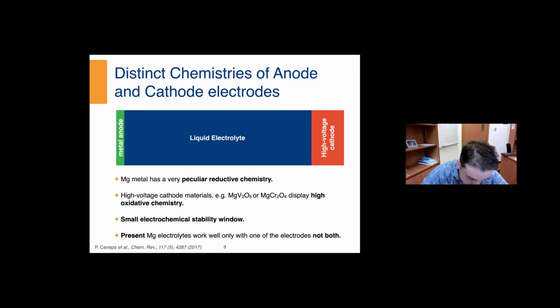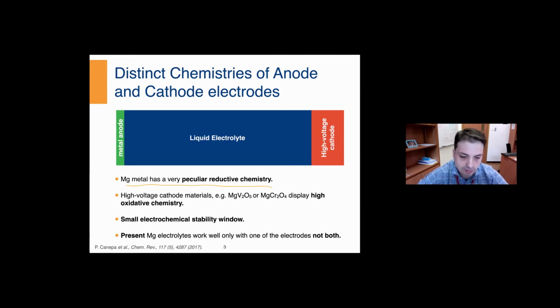And so the electrolytes that we have been dealing with nowadays are rather limited in their electrochemical windows. So again, just to summarize the problem here, we have a very peculiar reductive chemistry of magnesium, which also is a great scavenger of oxygen. As a matter of fact, you form very easily magnesium oxide and magnesium hydroxide if you don't control very well the oxygen and water content in your glove box or whatever the environment will be.